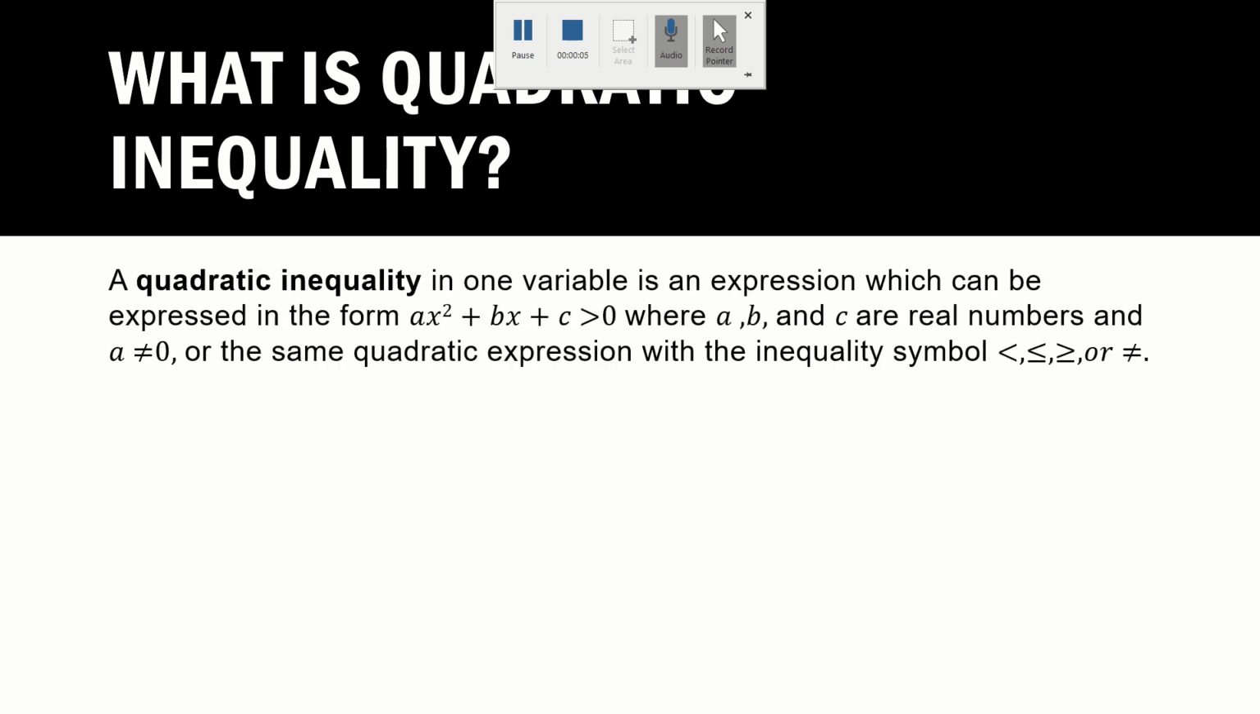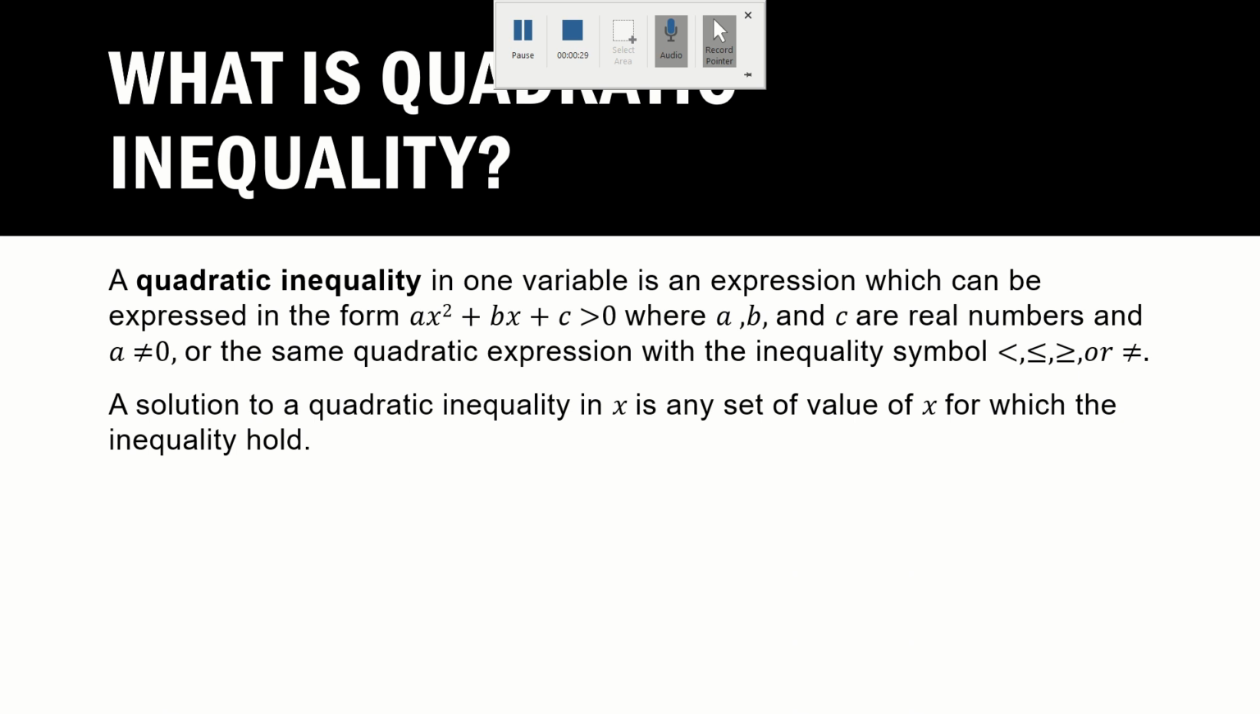A quadratic inequality in one variable is an expression which can be expressed in the form ax squared plus bx plus c is greater than 0, where a, b, and c are real numbers and a is not equal to 0, or the same quadratic expression with the inequality symbol less than or equal to, greater than or equal to, or not equal to.